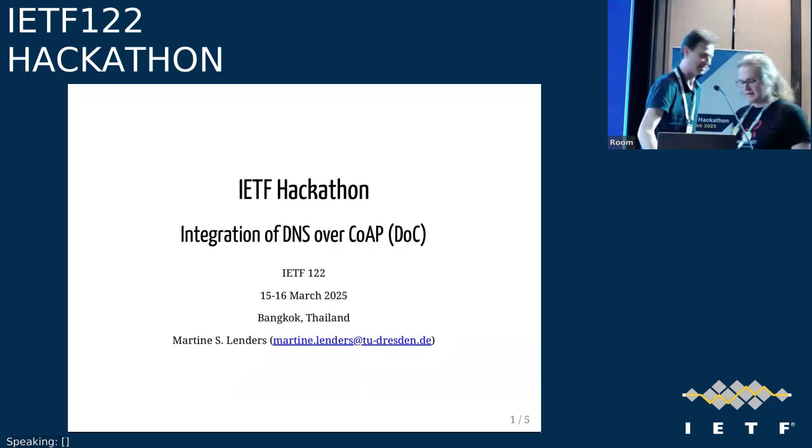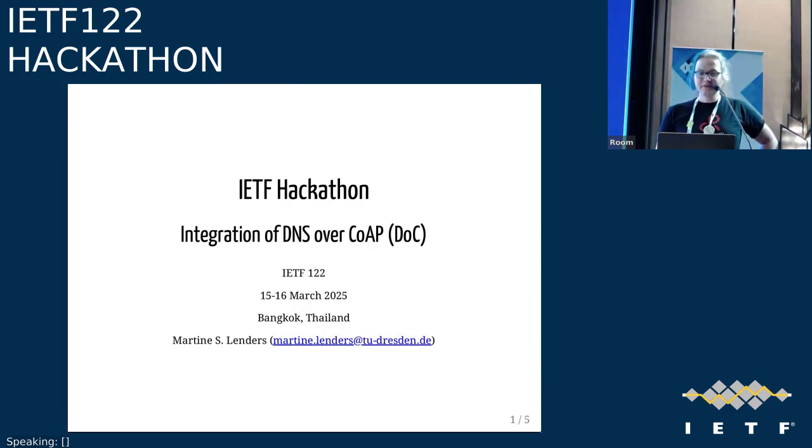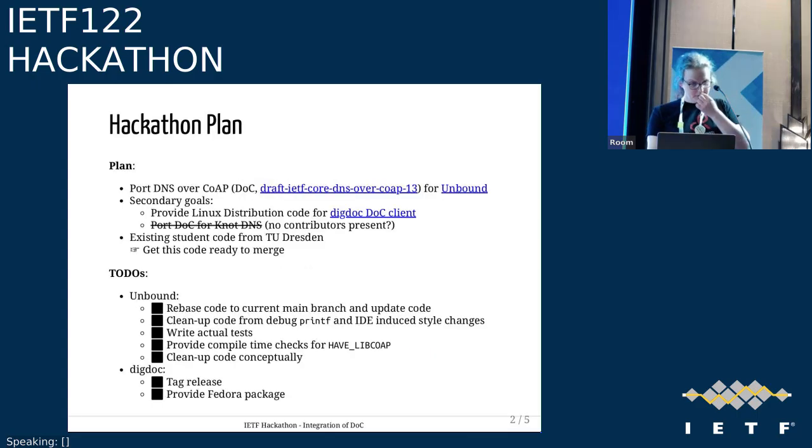Okay, hi, I'm Martin, and I tried to integrate DNS over CoAP, for which there's an existing draft, into various DNS implementations. First of all, there is a DNS over CoAP port for Unbound, which was the main goal of this hackathon. Secondary goals were to provide Linux distribution code for the DoDoc client, and port DNS over CoAP for the Knot DNS server. Sadly, as far as I know, there are no contributors for that present, so this was off the table for now. If I'm wrong, please come forward.